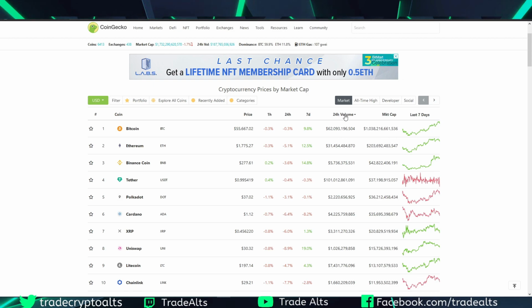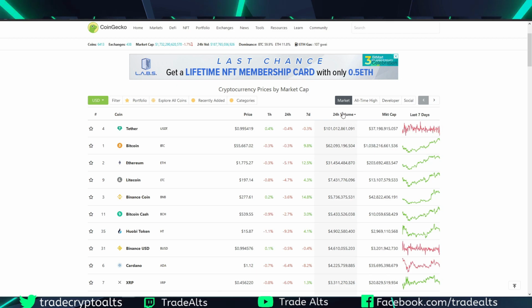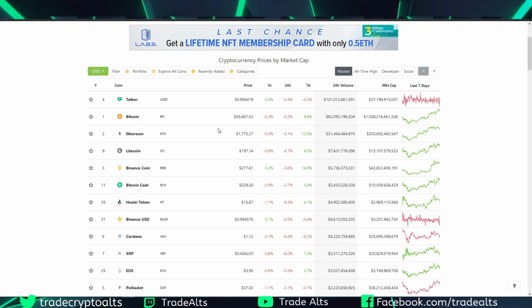But really, for this volume, all you need to do is click on it, and you see how it sorts automatically. Tether doesn't count. That's a stable coin, and you're not going to do anything with that. But you can sort by 24-hour volume, and this gives you an idea of the most traded altcoins out there. Obviously Bitcoin and Ethereum are usually right up at the top. And then you have other projects: Litecoin, BNB, Binance Coin.